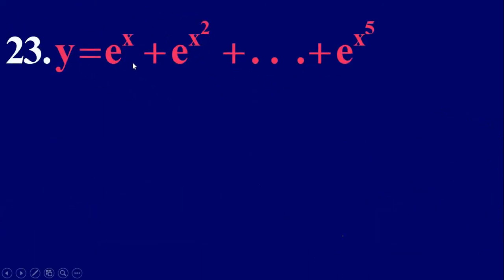Next one, y equal to e power x plus e power x square plus, etc., up to e power x power 5. Now here the middle terms you have to write, that is e power x cube and e power x to the power 4.